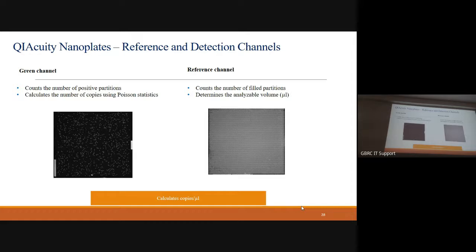Here the main reference channel is there. Whenever you analyze your results after completion of the digital PCR, you will see the reference channel. Here they will show it like this. It will count the number of filled partitions, and it will determine the analyzable volume. Suppose your valid partitions are less, so your analyzable volume may also be less, and your result will not be that good. And your green channel will give you your target fluorescence.